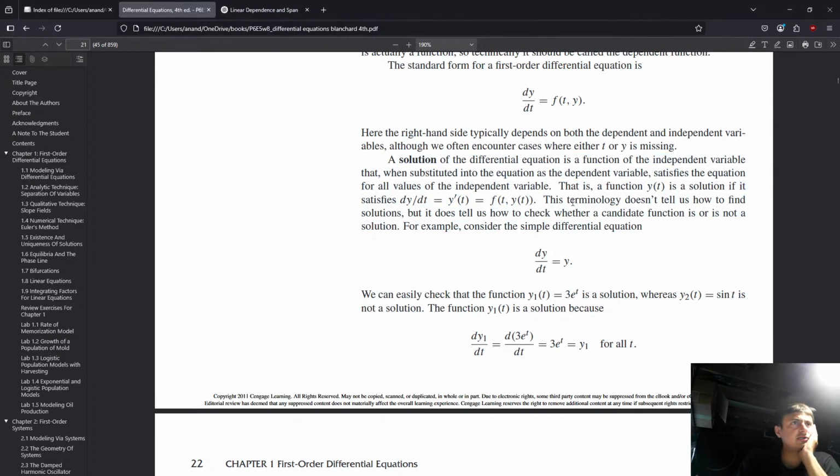This terminology doesn't tell us how to find a solution, but it does tell us how to check whether or not a candidate solution function is a solution. Consider the differential equation y dot equals y. We can easily check that the function y1 of t equals 3e to the t is a solution, because if we take d/dt of 3e to the t, we get 3e to the t.